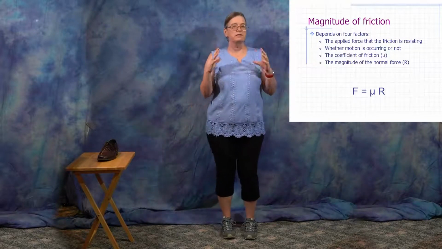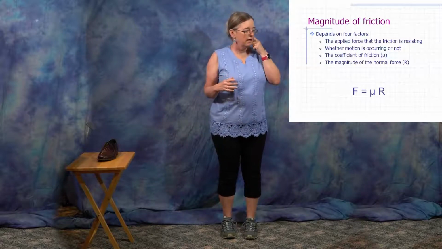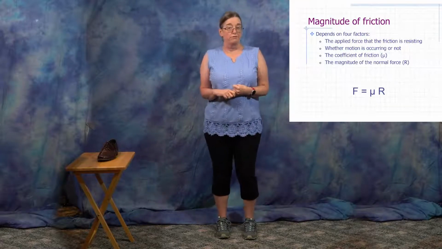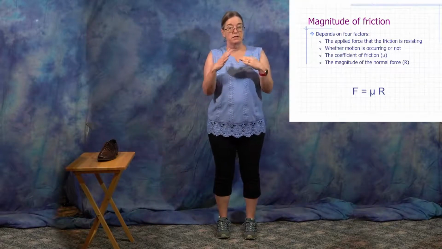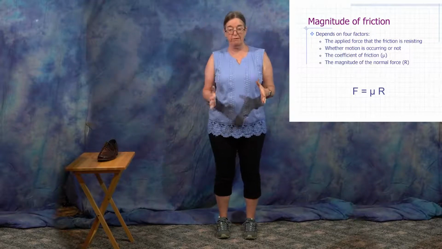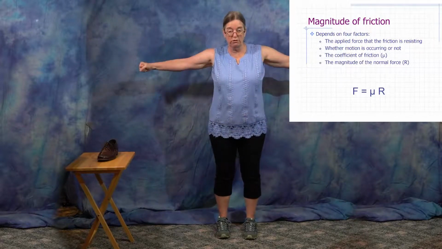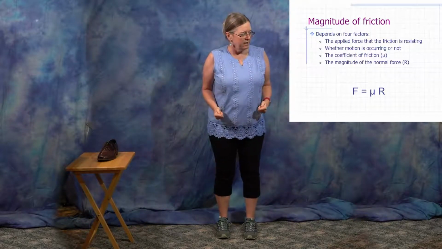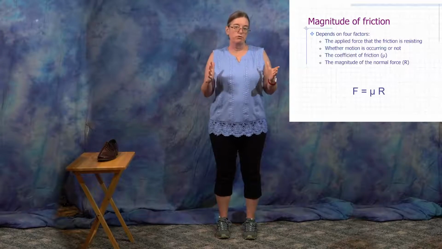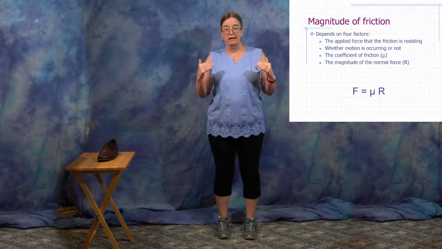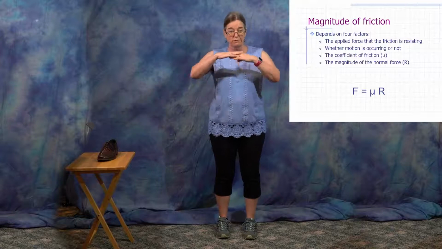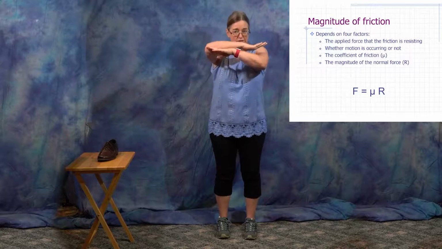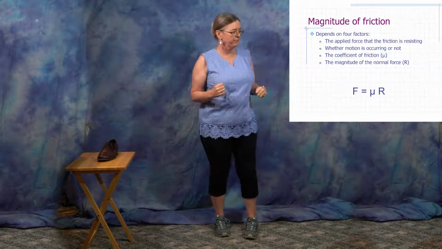So, what does friction itself depend on? It depends on whether there's an applied force that the friction is resisting. Remember that very first picture of the box just sitting there, no applied force on the side? There was actually no friction. It depends on whether movement is occurring. So the amount of friction you have, again, depends on whether you have static, the two surfaces are not moving with respect to each other, or kinetic, and the surfaces are sliding with respect to each other.